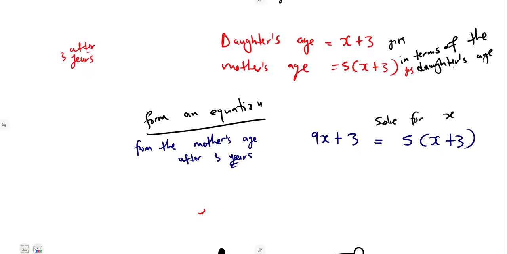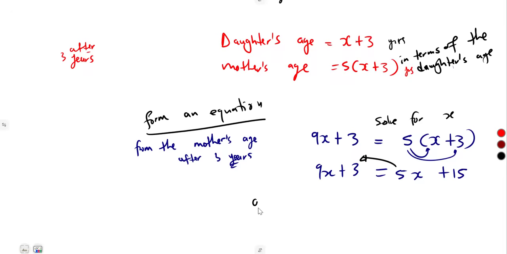All right, so let's solve for x. We need to expand brackets, distribute and collect like terms. 9x plus 3 is equal to 5 times x, that's 5x, 5 times 3, that's positive 15. So you're going to take 5x to the other side. That will be 9x minus 5x, which is 4x, is equal to 15 minus 3, which is going to give us 12.